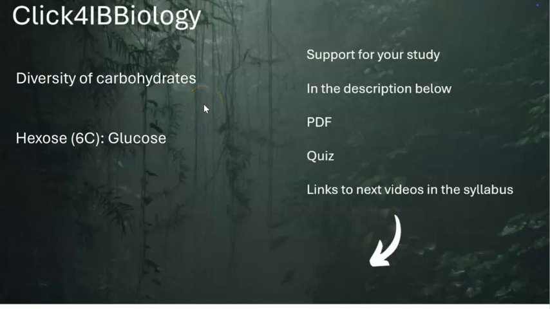Click for IB Biology. Here we're looking at the diversity of carbohydrates, and our first molecule to look at is the hexose, the 6-carbon sugar called glucose. So we'll be looking at the structure of glucose and some of its properties.